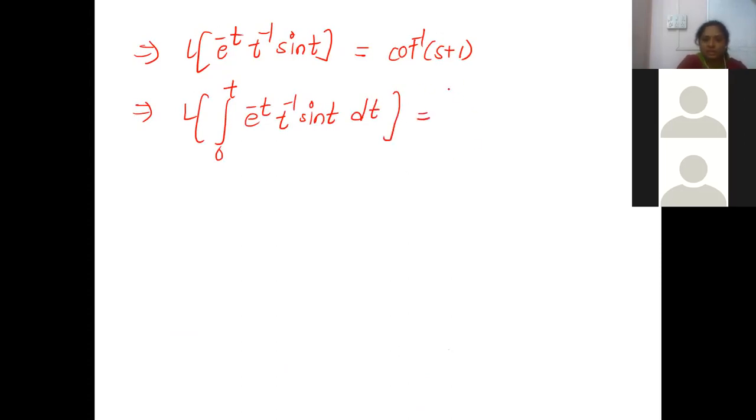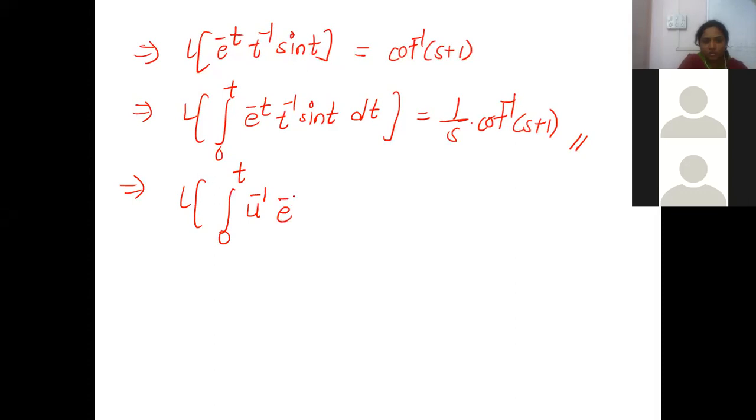And what is that then? Integration is 1 upon s. Very good. You just divide by s on the other hand side. That is the answer. Or the way they asked you, integration 0 to t, t they called u. So u inverse e raised to minus u, these two are exchangeable, into sine u du is 1 upon s cot inverse s plus 1. Done.